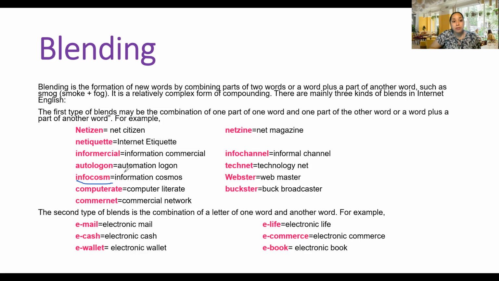Infocosm, which comes from information cosmos. Computerate, very common also to refer to someone that is literate in computers. Commernet, commercial network, very common these days. When we started going through a pandemic last year, it became more and more common because you could not go to stores, so Commernet was the option. Like, just buy something online, which you used to do, but not as commonly as right now. It was less than what it is this year.